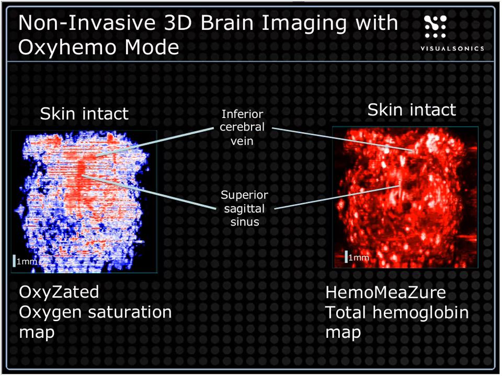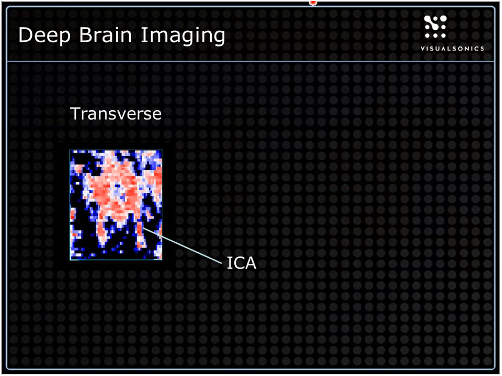We'll start with the cortex, where doing one of these 3D and looking down on the top of the skull of the animal, so the nose and eyes are over here and the back of the head is over here, we can pick out different structures with the oxygen saturation as well as the total hemoglobin maps, and be able to determine where's the inferior cerebral vein, the superior sagittal sinus, and this kind of thing. And, of course, be able to do measurements on those.